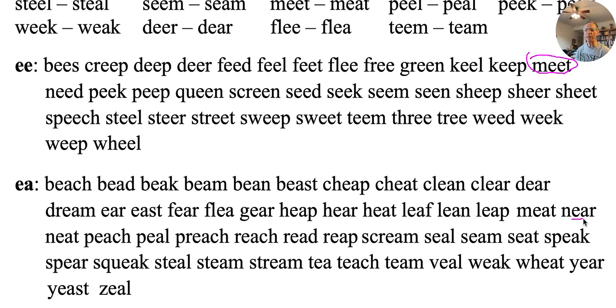Next we have near. He's not far away, he's near. Neat. John is very neat. He keeps everything in his room looking nice. Peach, I love a juicy peach. Peal, a peal of thunder or the peal of a bell. Preach, he preached a good message.